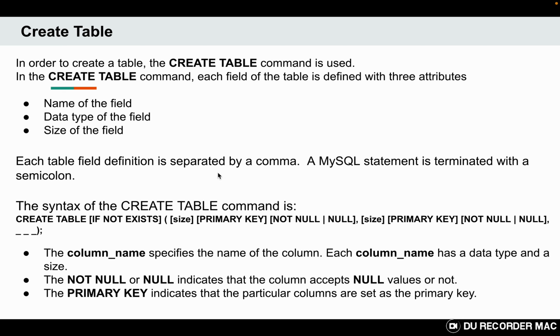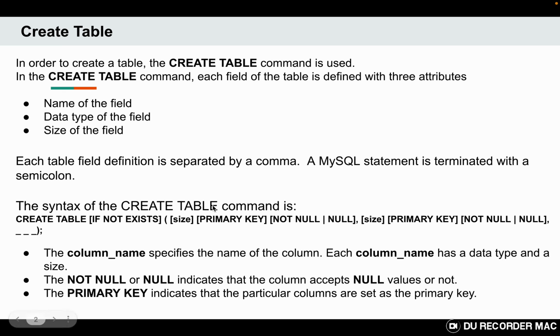Each table field definition is separated by a comma. So say if you are having a student table, then you will have a student roll number, comma, then you will have your student class. Okay, student first name, last name. So that is what it is telling. Each field definition is separated by a comma, and a MySQL statement is terminated with a semicolon. At the end you need to use this kind of semicolon. So when you use this semicolon, that means this statement is valid, otherwise it is invalid.